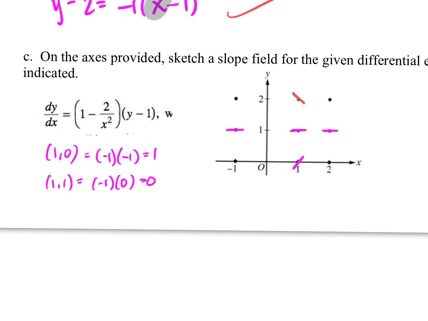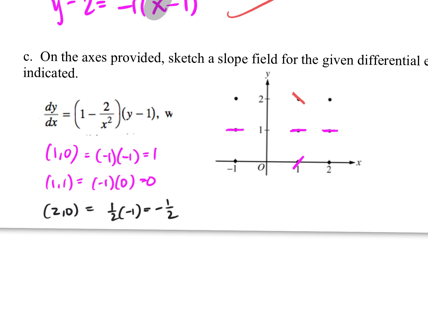Okay. We going 2, 0? Should we go with this little ditty down here? Boop, boop. 2, 0. X is 2. Would that give me 1 minus 2/4, which would be 1 minus a half? So that's going to get me a half times -1, which is -1/2.